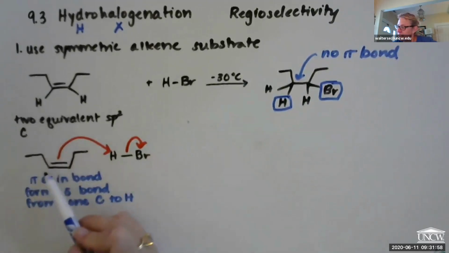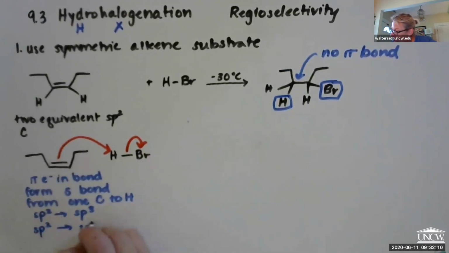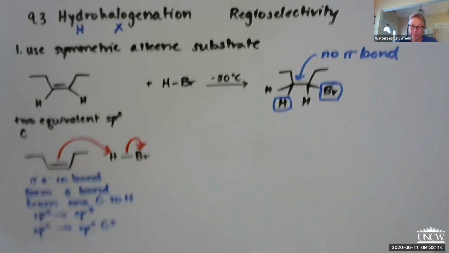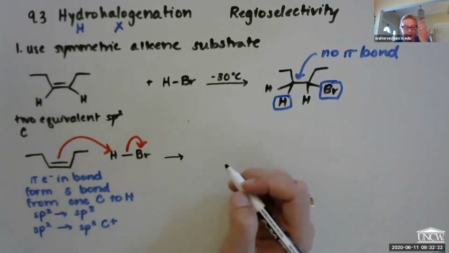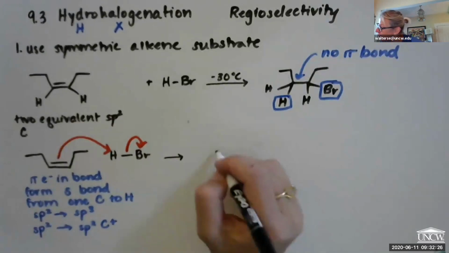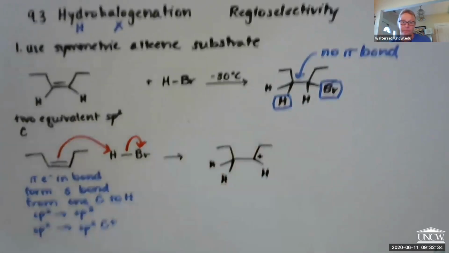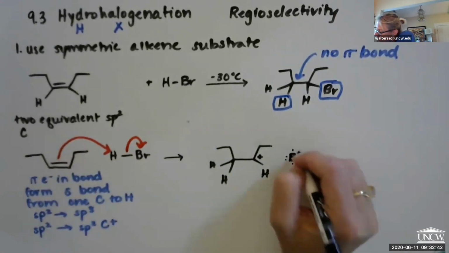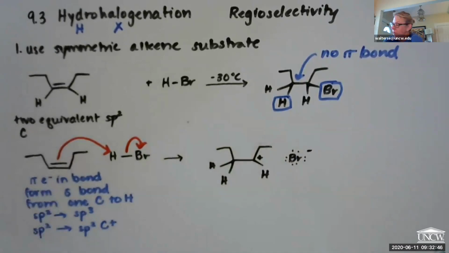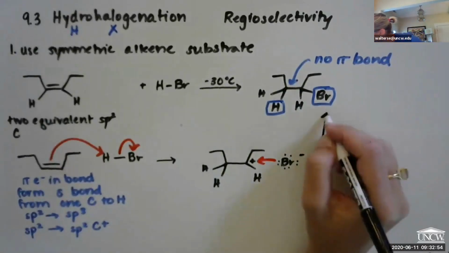Okay, so one of these carbons is going to go sp2 to sp3 and have four bonds to it. The other one is going to go sp2 to sp2 carbocation. Now, because these carbons are equivalent in the alkene, it doesn't matter where you put the carbocation, but because of the structure we have here, we'll put it over on this one. Okay. Now, this bromide is in solution and will attack the carbocation in a nucleophilic attack to make this product.